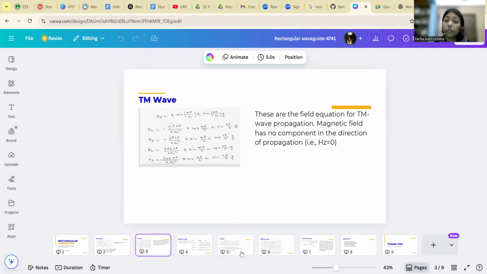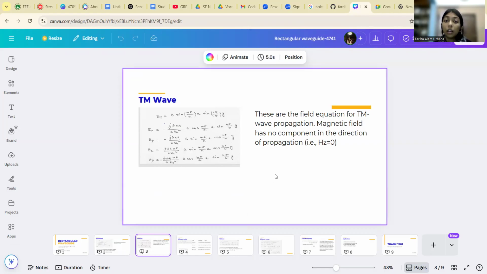Now let's talk about different kinds of waves propagating in the rectangular waveguide. For this case, we will consider two types of waves, that is TM and TE. So these are the two primary waves. First let's talk about TM propagating along the rectangular waveguide. TM is the transverse magnetic wave.